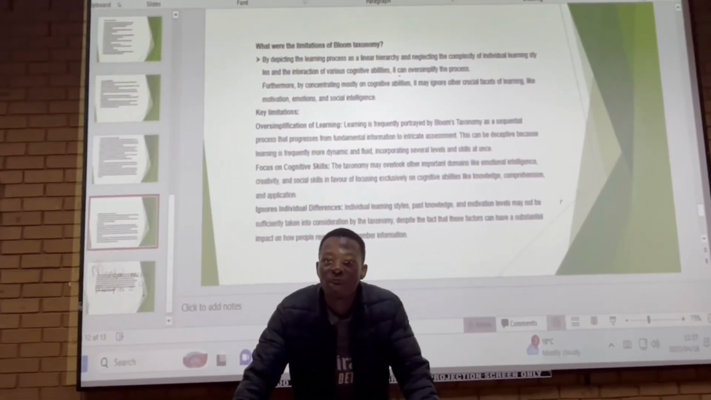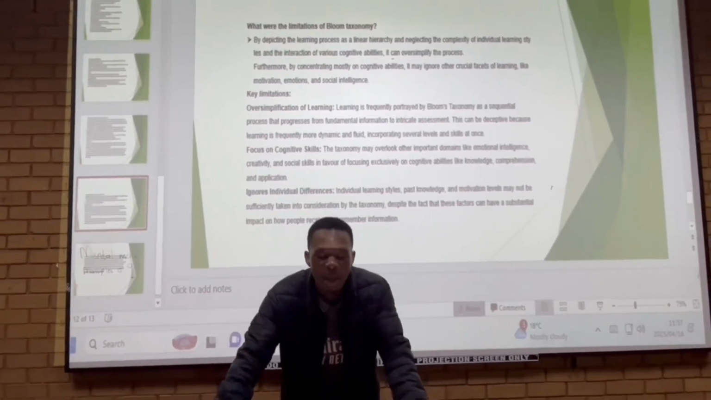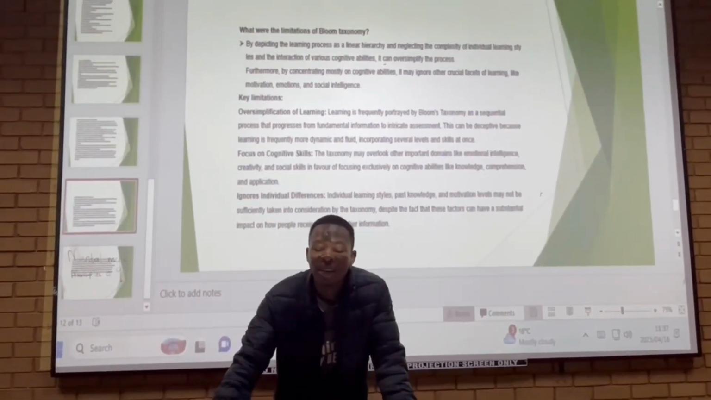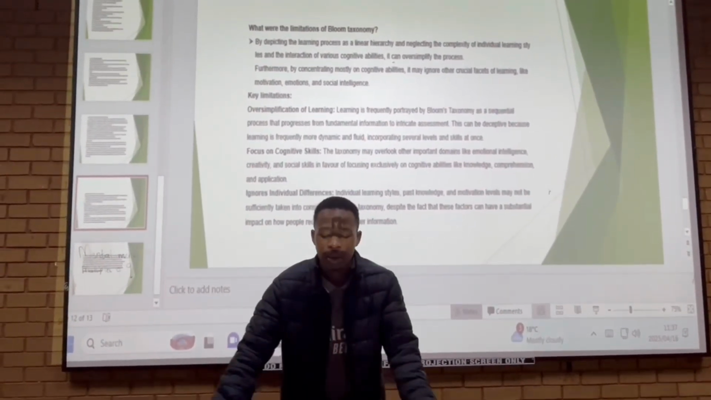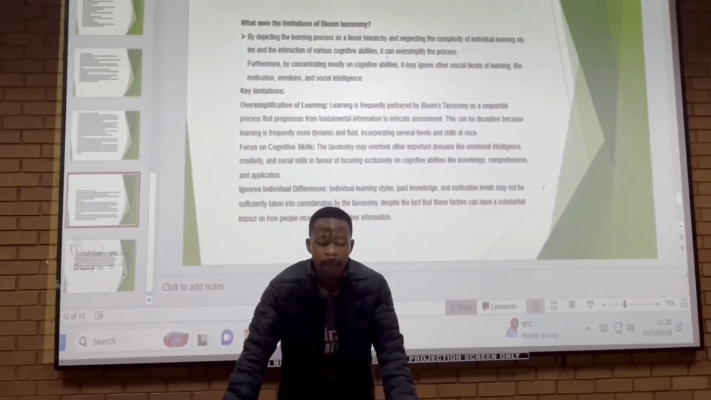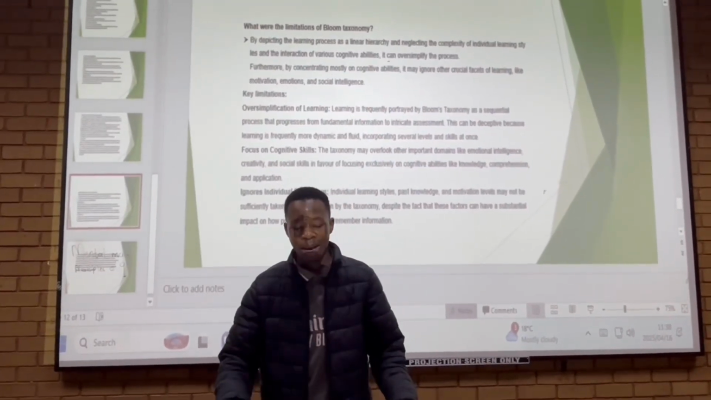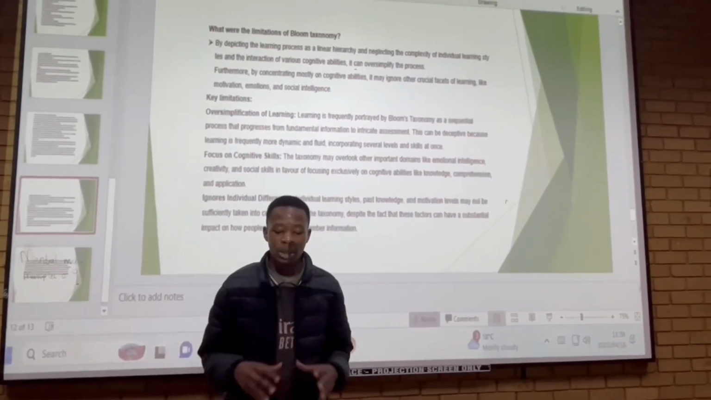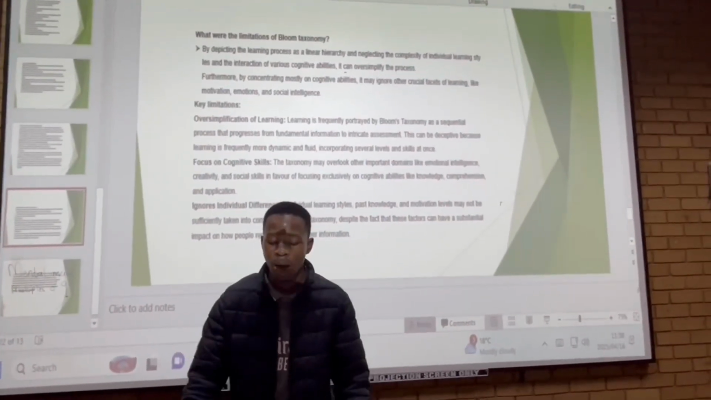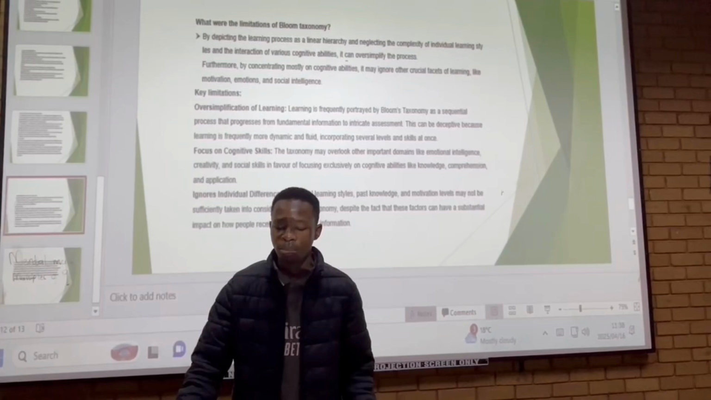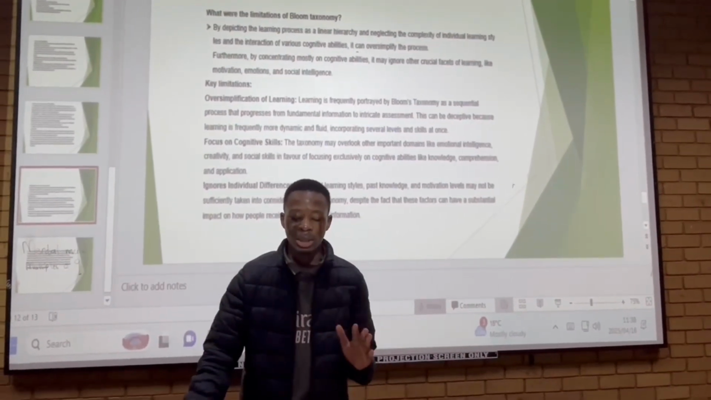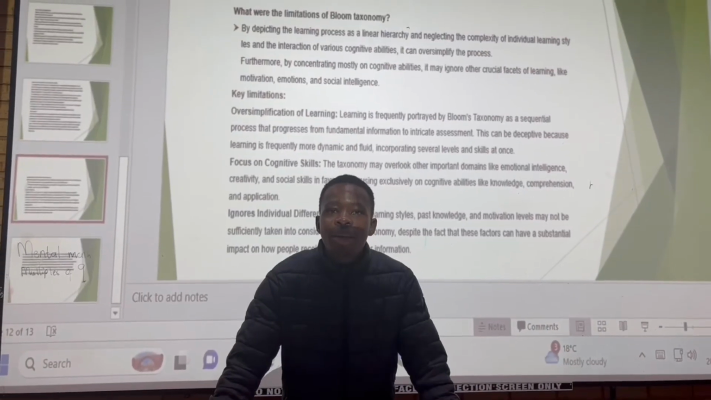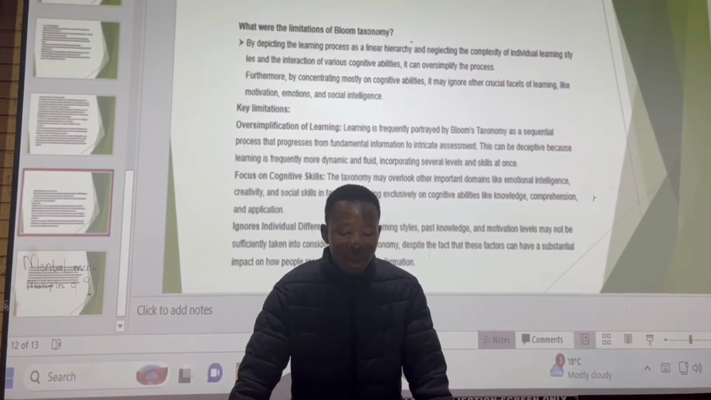I will be focusing on the limitations of Bloom's taxonomy. By depicting the learning process as a linear hierarchy, and reducing the complexity of individual learning and the interaction of various cognitive abilities, it can oversimplify the process. Furthermore, by concentrating mostly on cognitive abilities, it may ignore other crucial facets of learning like motivation, emotions, and social intelligence. Key limitations. Oversimplification of learning.